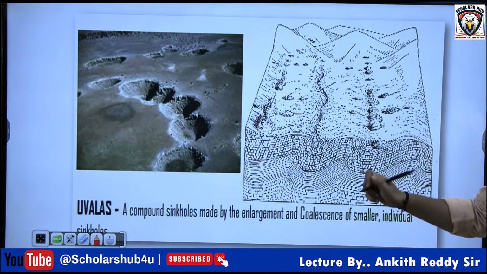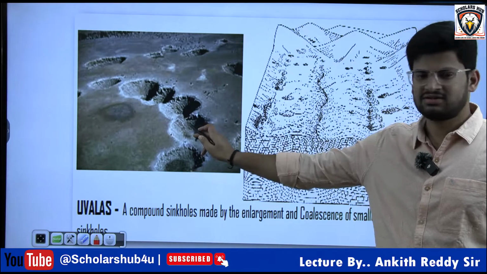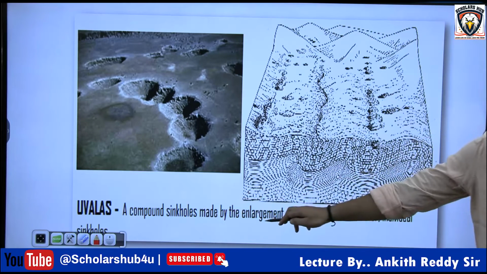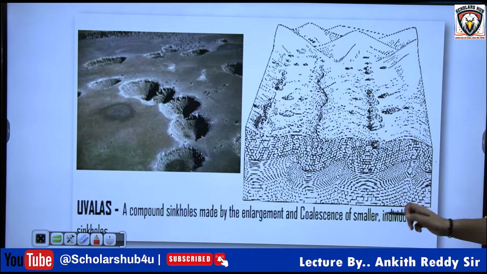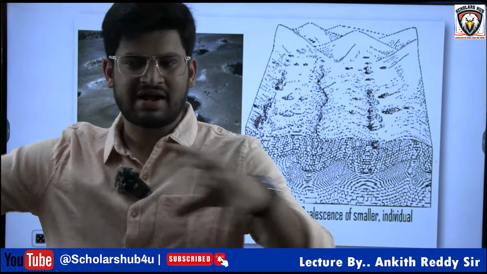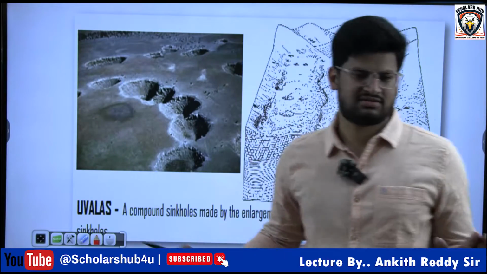So what you can see is this is one sinkhole, this is one sinkhole, this is one sinkhole. So what is an uvala? A compound sinkhole made by enlargement and coalescence of smaller individuals. That means a sinkhole is small. If it collapses, it forms into a doline. If 2-3 sinkholes combine, it forms into uvalas.